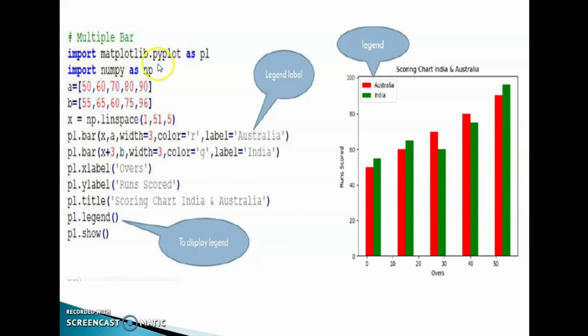import matplotlib.pyplot as pl, import numpy as np. a is equal to the values 50, 60, 70, 80, 90. b is equal to 55, 65, 60, 75, 96. x is equal to, these are the x points. We are identifying the points. x is equal to np.linspace(1, 51, 5). Then we found the x points here.